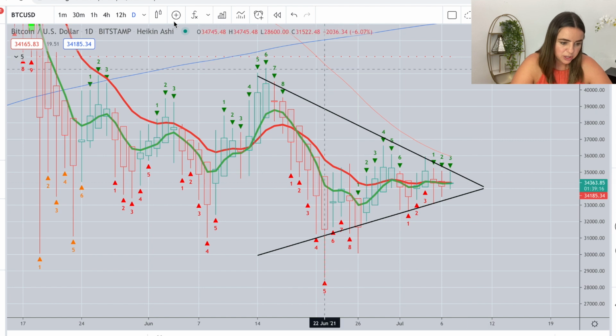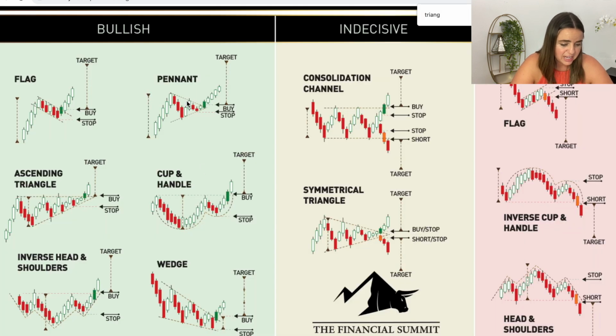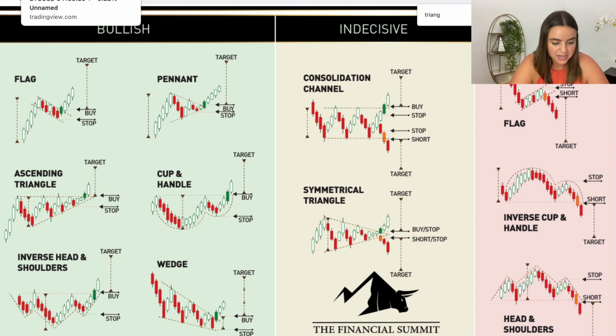Okay, so the good news is that it kind of looks like a pennant, kind of looks like a symmetrical triangle. Let me just say it one more time. I am not a triangle specialist, okay? I'm just learning as we go, and maybe you guys will see something that I'm not seeing and you can share it with me. So you can see here that the symmetrical triangle is indecisive, okay? It's an indecisive triangle, which is pretty valid in my opinion, right?